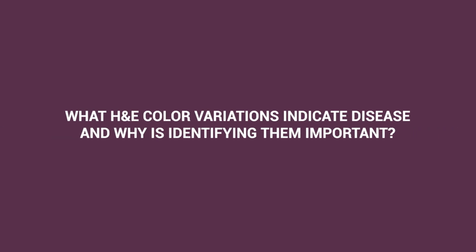So when we're examining H&E, hematoxylin and eosin stained tissue, what specific color variations are we looking for that could indicate disease? And if you can give us a couple of examples, because that's going to be crucial to set the stage. Why is it even important to distinguish the colors?